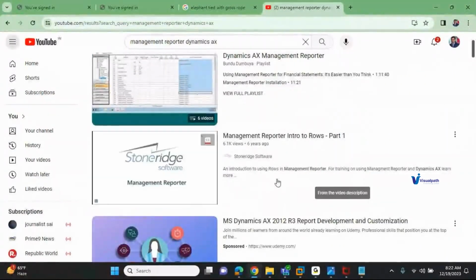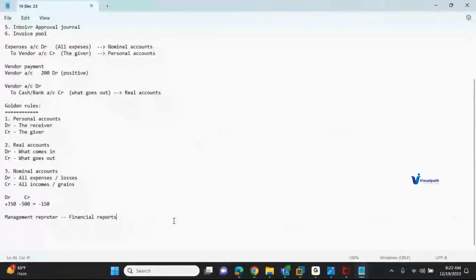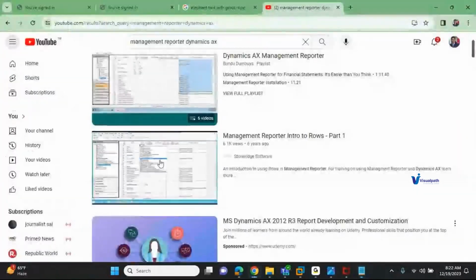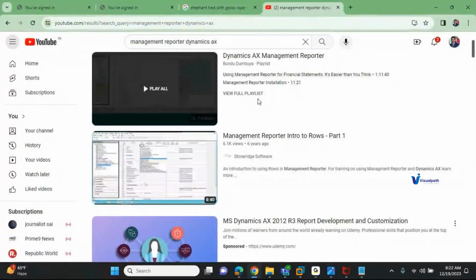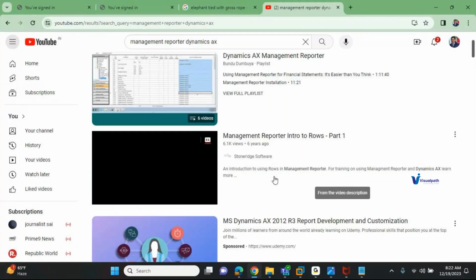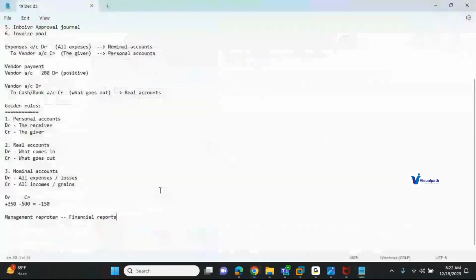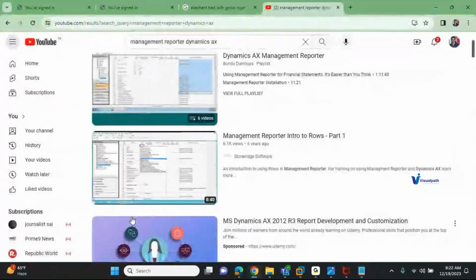It is D365, right, sir? D365 and AX2012 are both the same. The only thing is the name has changed. In AX2012 it is management reporter. In D365 it is financial reports. The application, whatever is there in AX2012, the same is available in D365. No change, only the name changed.